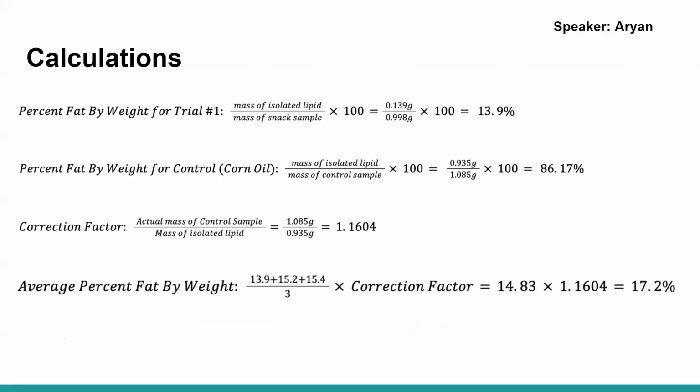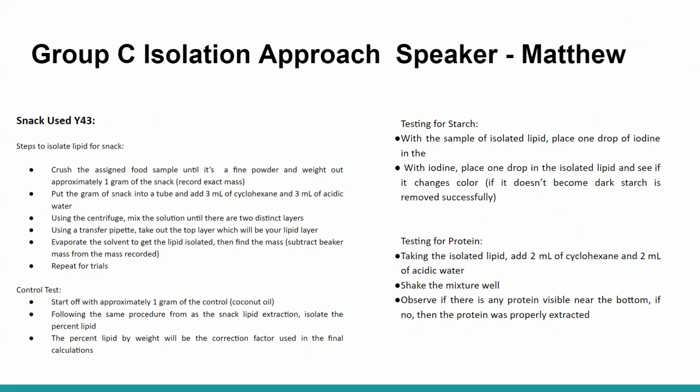For group C, we used snack Y43, and our procedure was that we crushed the assigned food sample until it was a fine powder, and weighed out approximately 1 gram of the snack. We put this 1 gram into a tube and measured out 3 milliliters of cyclohexane and 3 milliliters of acidic water. Then we used a centrifuge to mix the solution until there were distinct layers. Using a transfer pipette, we took out the top layer, which was our lipid layer. Then we evaporated the solvent to get the lipid isolated and found the mass. We then repeated this for the other trials.